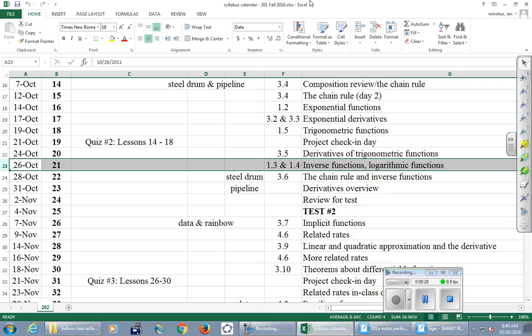Coming up on Friday, steel drum is due. Coming up on Monday, the pipeline is due. Coming up a week from Friday is our second test. Questions on the calendar? A week from Friday is the test. Not this Friday.